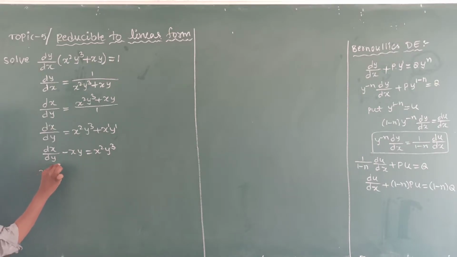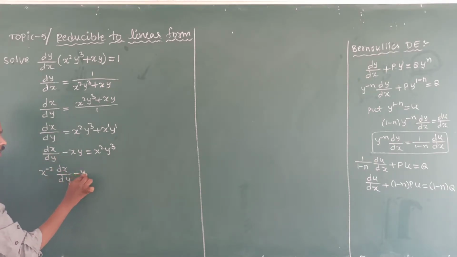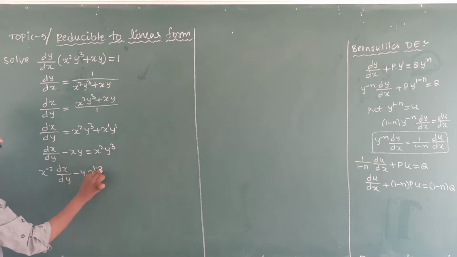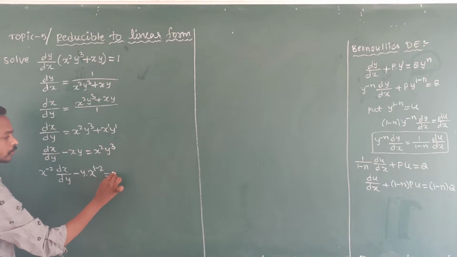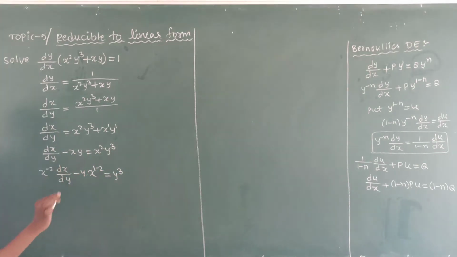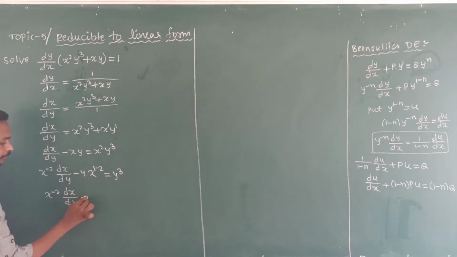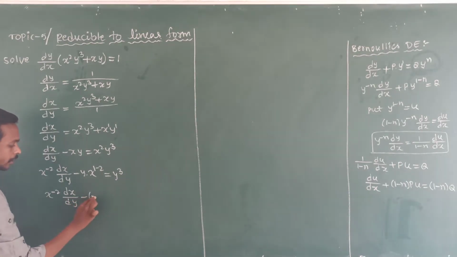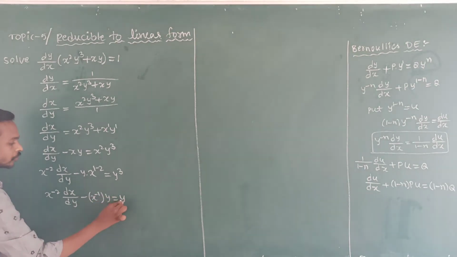Then it will be x power of minus 2 dx by dy minus y into x power of minus 1 is equal to y. So x power of minus 2 dx by dy minus x power of minus 1 into y is equal to y.